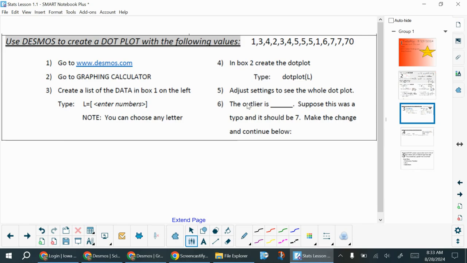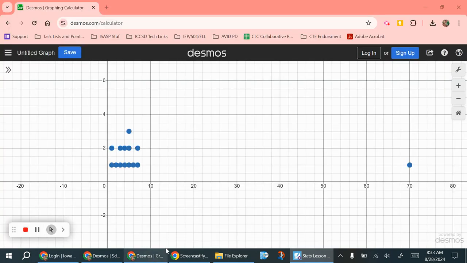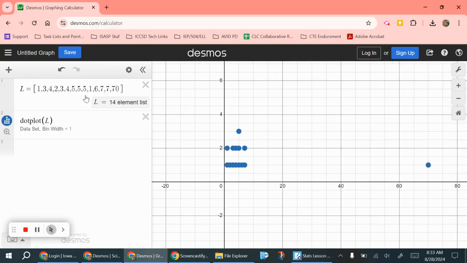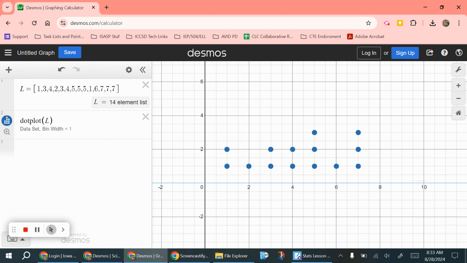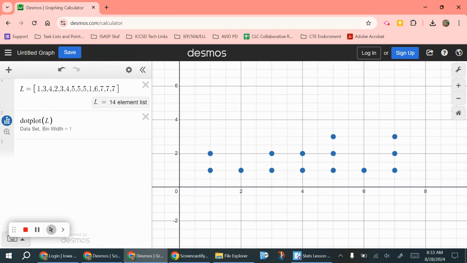Now, the last thing here says the outlier is blank. Hopefully that's pretty obvious that it's 70, but let's just for now suppose that was a typo, and we're going to change it to 7 in our list. I hid mine over here. So I don't want to delete it, I just want to change it to a 7, and then I'm going to readjust my graph so that it looks nice now. And at the bottom here, now we're going to go ahead and find the mean, the median, and the mode.